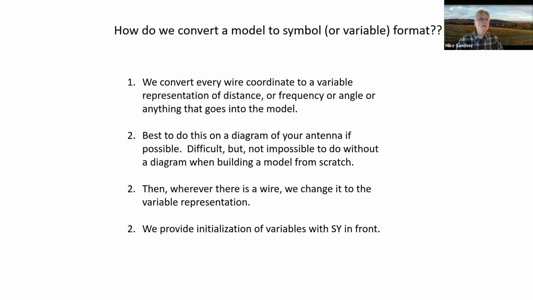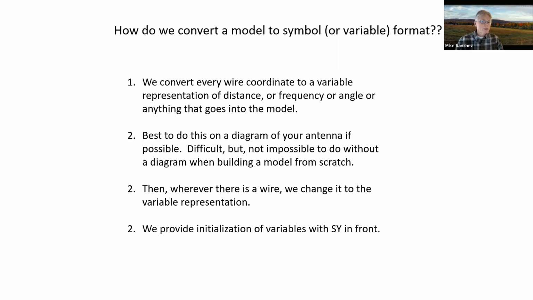So how do we convert the model from numbers to a symbol format? We convert every wire coordinate to a variable representation of distance or frequency or angle or anything that goes into the model. And it's best to do this on a diagram. It is possible to do this in your head after a little practice of doing it on a diagram, but I find it still, even today, after doing this since like 2010, difficult to think in 3D. So often I draw the whole thing out.